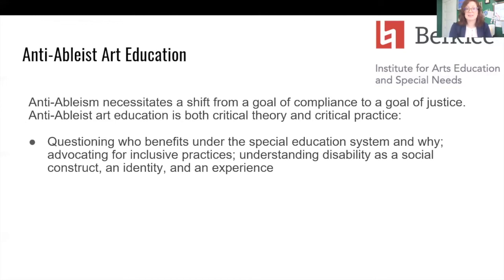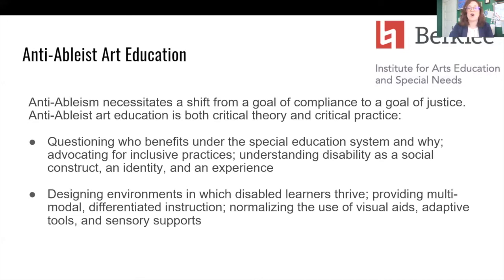It means advocating for more inclusive practices as opposed to relying on separate environments, and understanding disability as a social construct, an identity, and an experience. At the same time, we're taking this critical stance toward the sociocultural forces shaping our students' education. We also have to acknowledge that we teach real students who are caught up in the system. So anti-ableist art education is also critical practice. This is about designing environments in which disabled learners thrive. It's about providing multimodal differentiated instruction and about normalizing the use of visual aids, adaptive tools, and sensory supports.